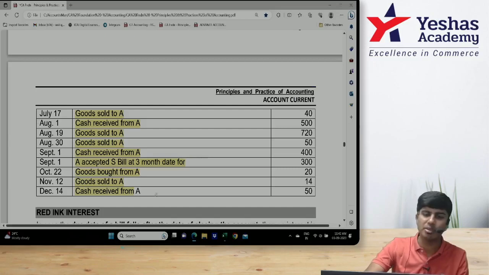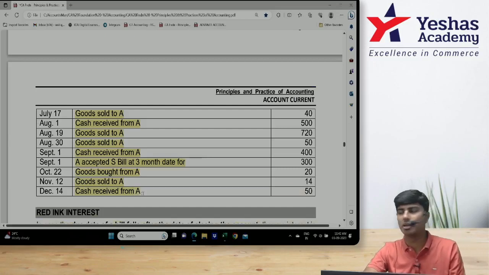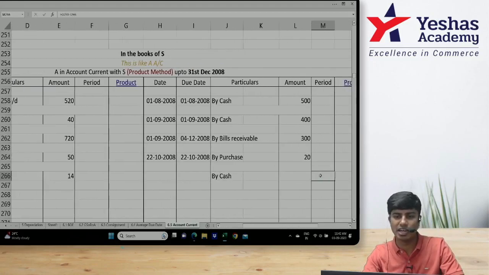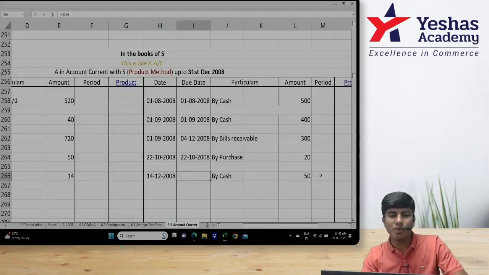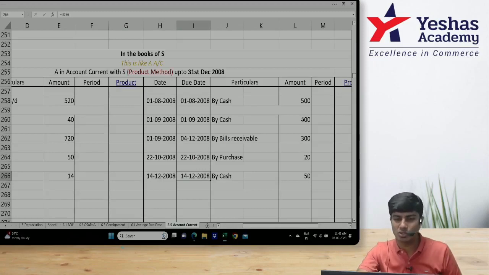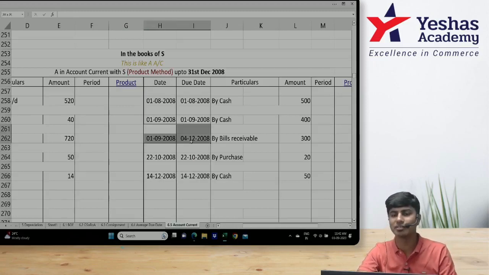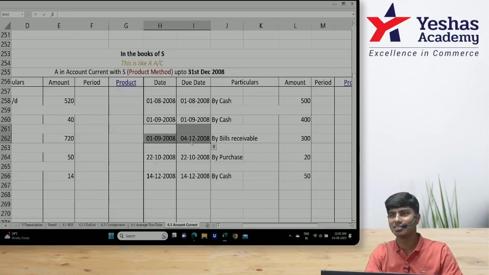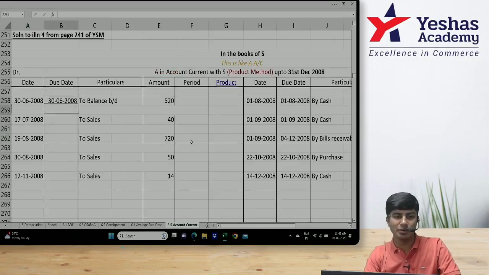Cash received from A. Entry is cash account debit to A. So here I'll write "By cash". What is the amount? 50. 14th of December. You actually don't need to draw a due date column for this. Only one transaction has a due date. For the rest, in the date column, below that you can write no due date.